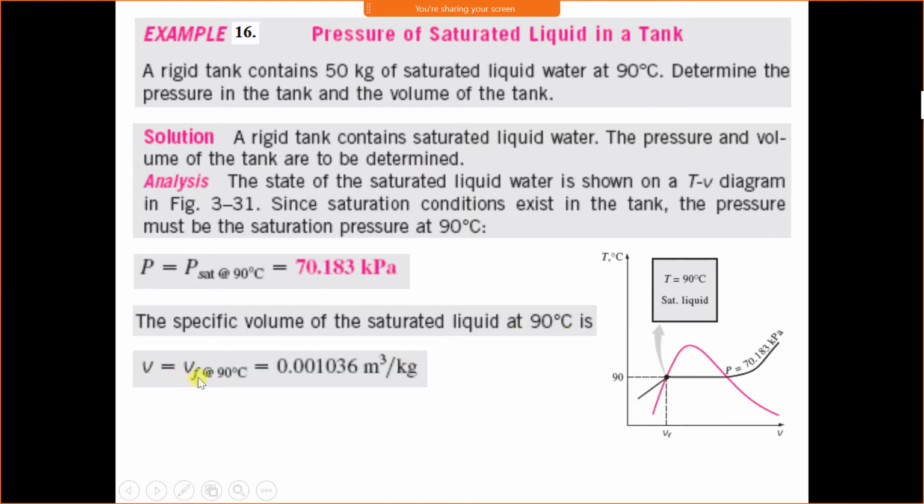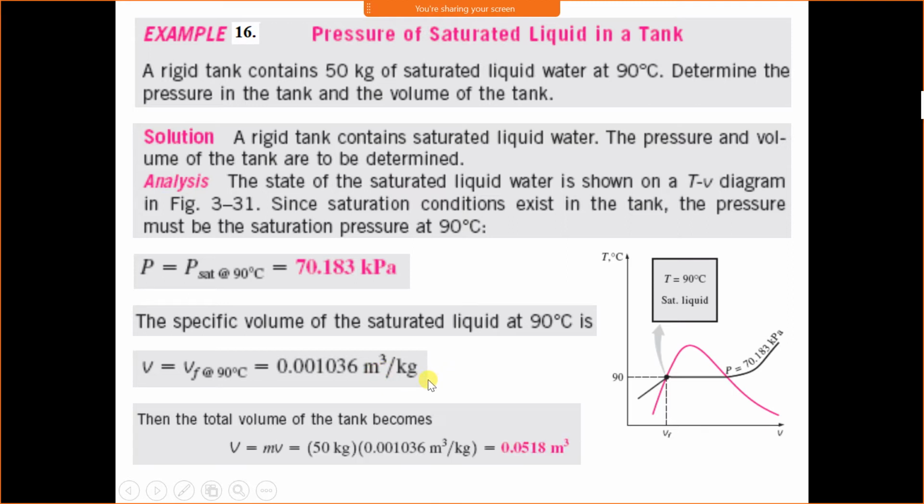Now the specific volume of a saturated liquid at 90 degrees, that is VF. VF is the specific volume of liquid at 90 degrees. Therefore, from table number 1 again, at 90 degrees we will check VF. VF is equal to 0.001036 meter cube per kg. Then the total volume of the tank becomes, here 50 kg liquid is given and we have calculated specific volume for 1 kg. Therefore, we have to multiply it by mass. Therefore, 50 kg into 0.001036 meter cube per kg.